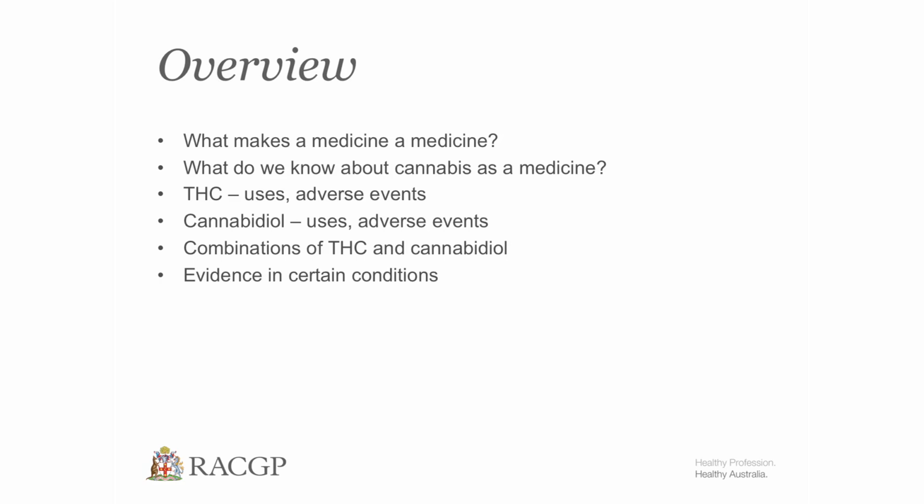Good evening, everyone. It's lovely to see so many people online. My name's Jan, and I'm here to help hopefully provide some interesting information for you. Going through our presentation tonight, I'm going to first of all talk about what makes a medicine a medicine, some of the things that we know about cannabis as a medicine, and then talk about 2 of the most important cannabinoids available in medicines in Australia at the moment: delta-9 THC, including some of its uses and adverse events, and cannabidiol, often abbreviated to CBD, and how it's being used. We'll also cover the available combinations of THC and cannabidiol, and the evidence for use in certain conditions from some of the reviews that the Therapeutic Goods Administration commissioned last year.